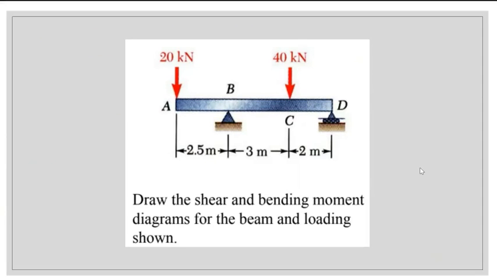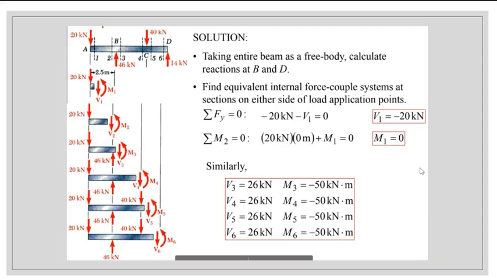So here we have an example where a concentrated load has been applied on a given beam with given dimensions, and we need to draw shear and bending moment diagrams. So first of all, we draw the free body diagram and treat it as a single body to find the reactions.